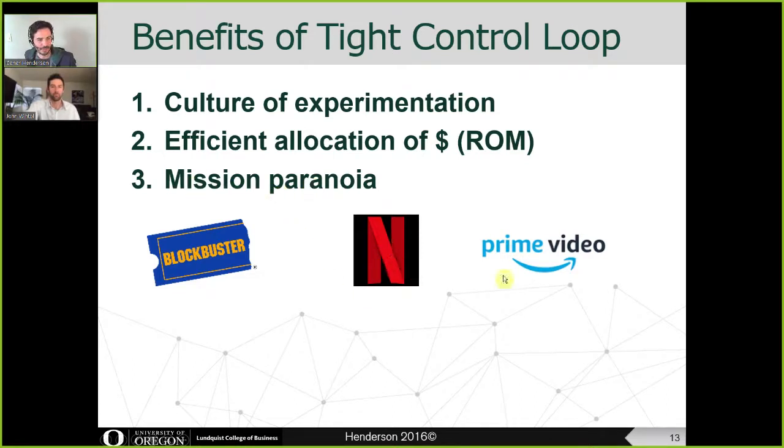So, Netflix and Amazon Prime basically beat Blockbuster because they famously have a culture of experimentation. They empower employees to make more decisions at the endpoints, and then they have the data to find out if it works or not. So you can give your employees more freedom. Blockbuster was much more of a hierarchical, top-down control.